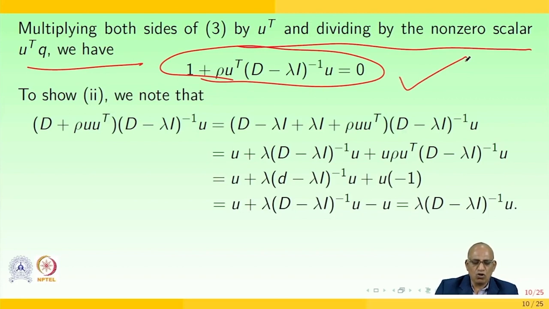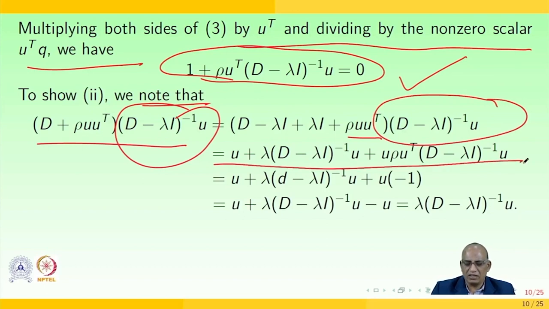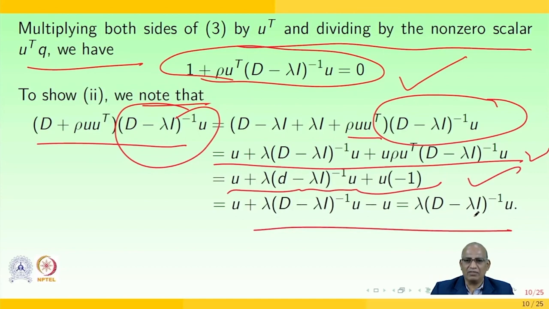To show the second, we note that (D plus rho times U U transpose) multiplied with (D minus lambda I) whole inverse of U is equivalent to (D minus lambda I plus rho times U U transpose) multiplied with (D minus lambda I) whole inverse of U. Then you can write it as U plus lambda times (D minus lambda I) whole inverse of U plus U times rho U transpose (D minus lambda I) whole inverse of U. Then the third is U plus lambda times (D minus lambda I) whole inverse of U plus U times minus 1. The fourth is U plus lambda times (D minus lambda I) whole inverse of U minus U, which is equivalent to lambda times (D minus lambda I) whole inverse of U.